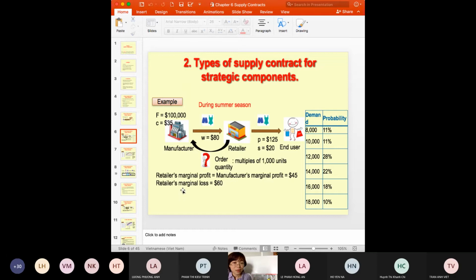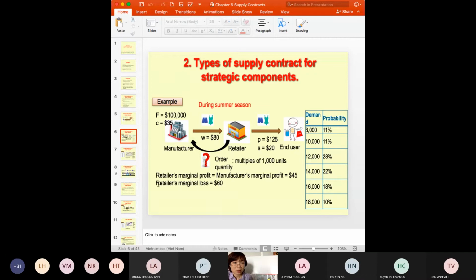So you can see that is a two stage supply chain. Right now, how many to order? They calculate the retailer's marginal profit. How much profit can the retailer get? That is 45. Why 45? Because you buy from the manufacturer at 80, but you sell at 125. So the profit you get for each product is 45.